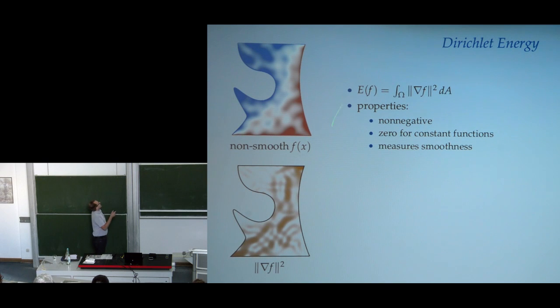So what I can do is write down an energy, which just looks at the gradient of f and integrates it up over the entire region. And this is called the Dirichlet energy. You've seen this at least 3 times already. Yes, you did.